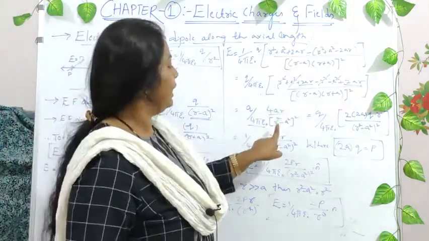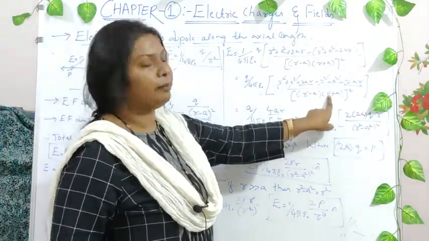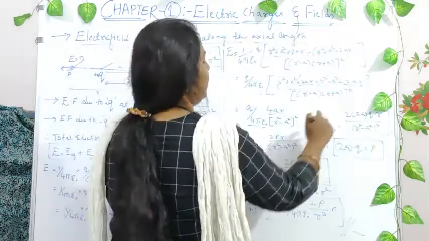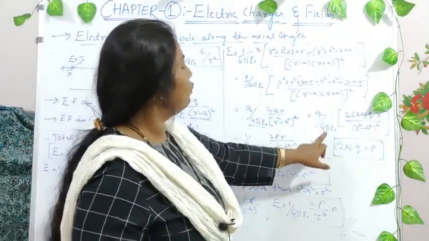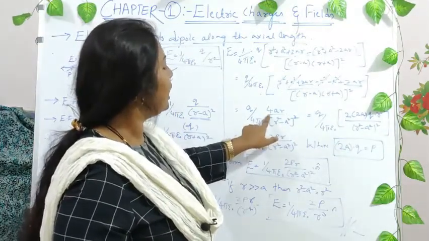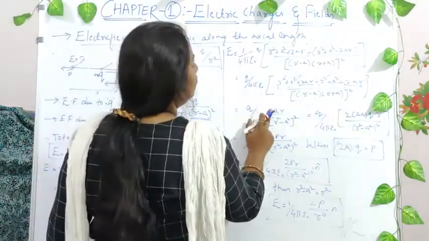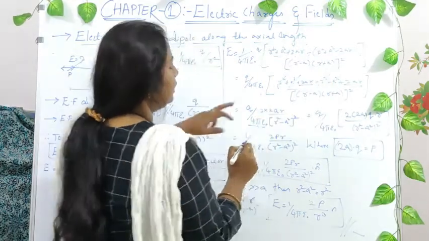It is the same. A square minus B square is A plus B and A minus B. And you have the whole square here, right? Next, Q divided by 4 pi epsilon naught. Now this 4 can be written as 2 into 2, right? 2 into 2. This is written further here.